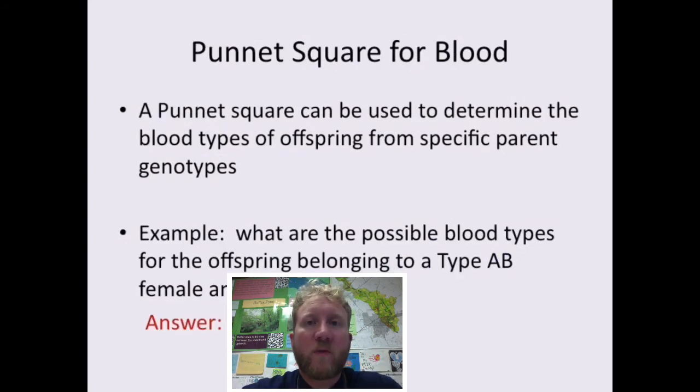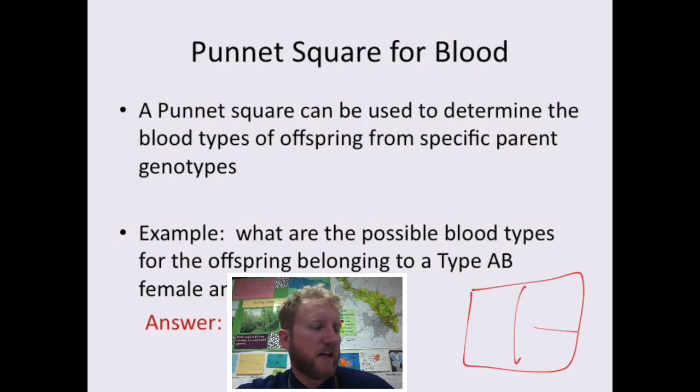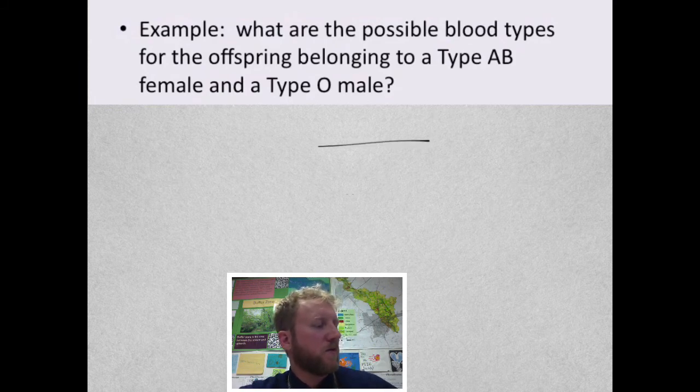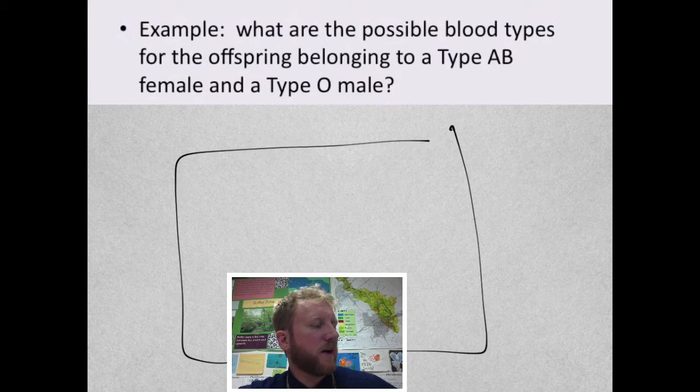We can use a Punnett square. That's the 4-square thing. Most everybody got pretty excited with the 4 squares because they could get those pretty easily. So basically, we're going to use a Punnett square to figure out what the potential offspring are going to be. So if I've got a type AB female and a type O male, we've got our Punnett square, our 4 squares, and we're going to fill the boxes.